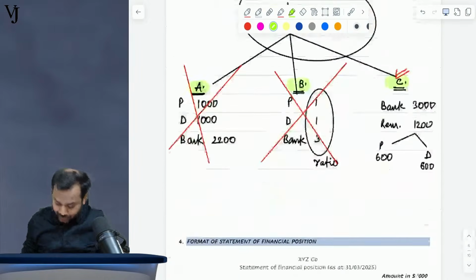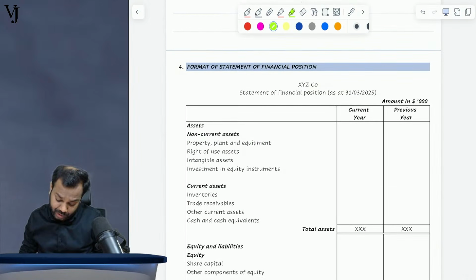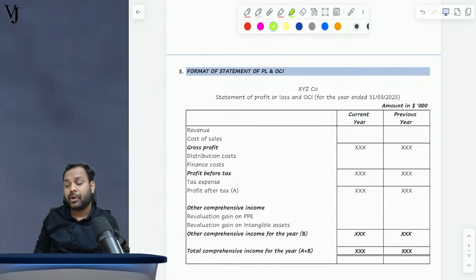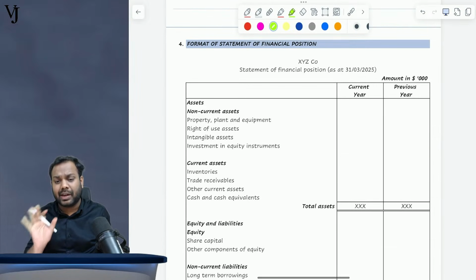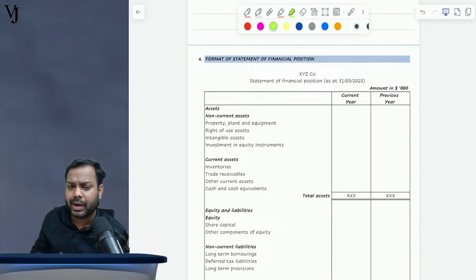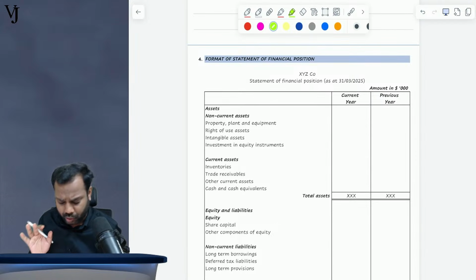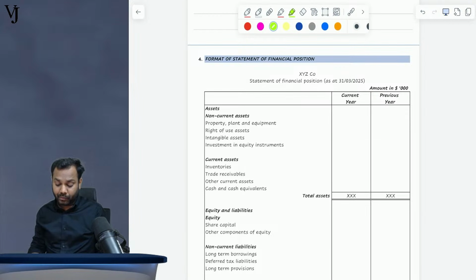Now I have given you the basic format of statement of financial position and the basic format of statement of profit or loss. Let's run through it. What I recommend to all of you, whether you are an FR student or an SBR student, whoever you are, is this. Understand, guys.